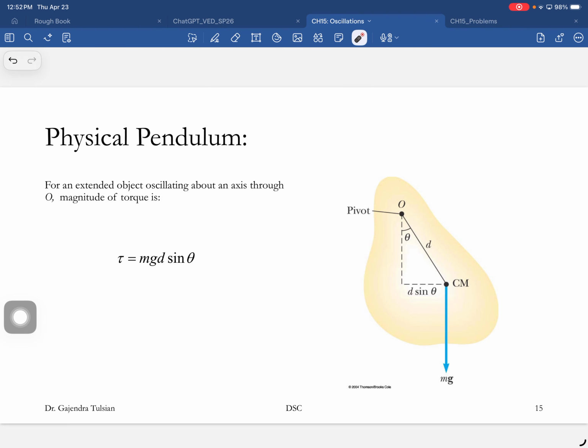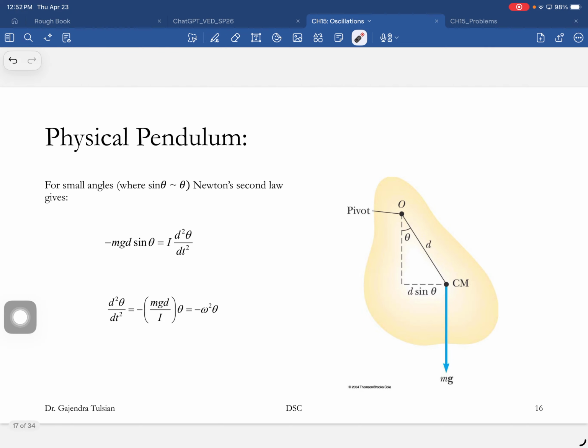Here is something called a physical pendulum. You can take a piece of rock, nail it to the wall like that, and if you let it oscillate back and forth, this will execute a simple harmonic motion. And its equation is exactly the same: d squared theta.